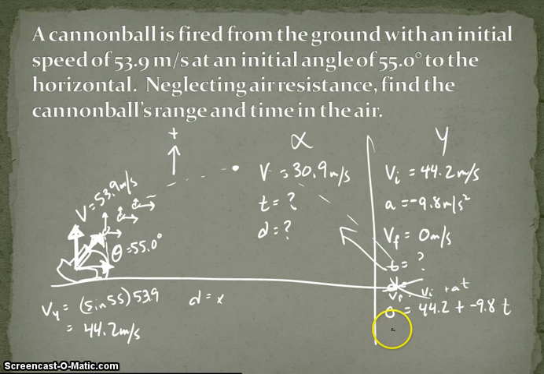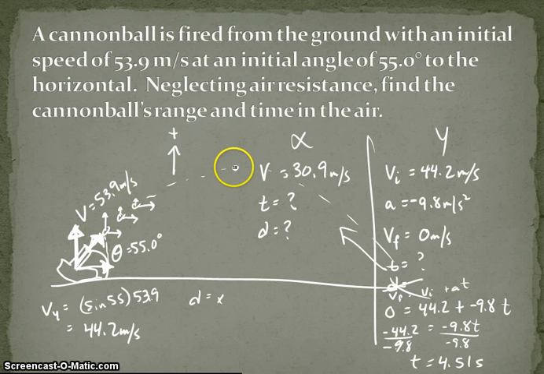I'm going to bring my 44.2 over to the other side, so I get negative 44.2 is equal to negative 9.8 T. Divide by negative 9.8, negative 9.8, and that'll give me what T is equal to. So 44.2 divided by 9.8 gives me 4.51 seconds. So that's the amount of time that it takes the cannonball to leave the cannon and get to the top.